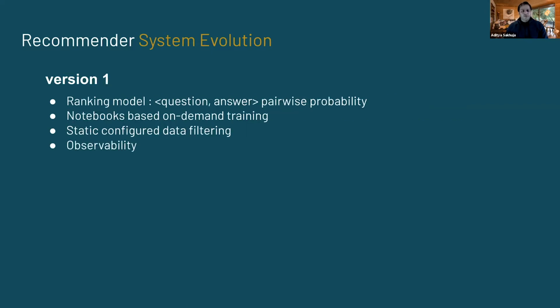Then coming to version 1, we started focusing more on the ranking model itself, the second part of the flow, where we wanted to improve precision. That is where the value addition was, on top of getting results back from our candidate generator. So we focused on a ranking model which did pairwise probability scores on the question and answer, which was like the case and article pair. Model training was done in a notebook, on-demand, specifically for the initial pilots I was talking about. And then we had static configuration.